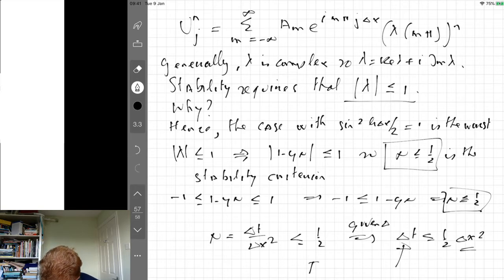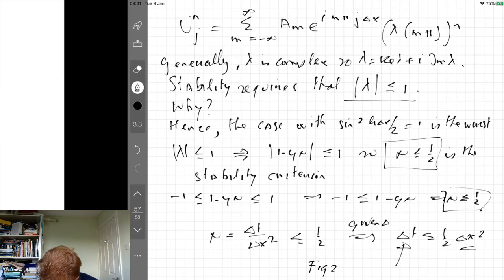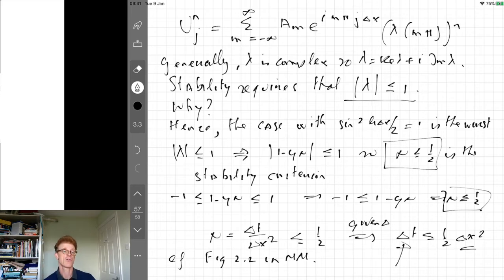Look at figure 2.2 in Morton and Mayers. It asks you today to reproduce that figure in a Python program, and now you understand with this stability criterion why for one delta t used in that simulation the scheme is stable, and in the other case lambda is bigger than 1, modulus of lambda is bigger than 1, and it blows up.